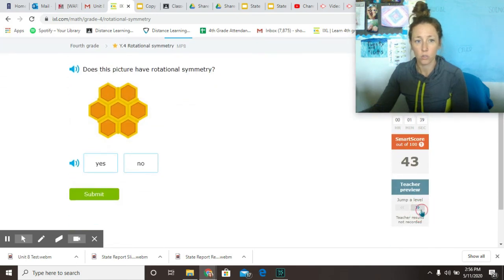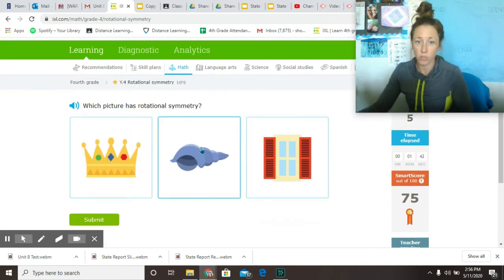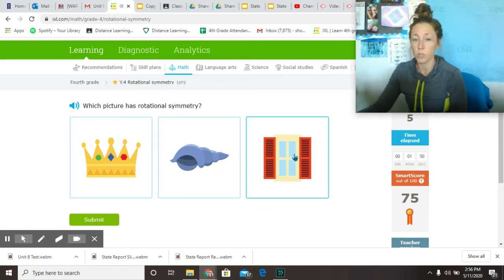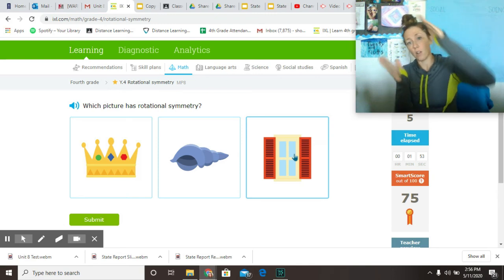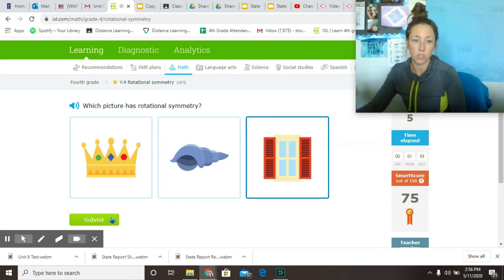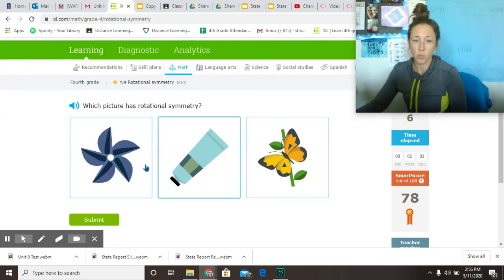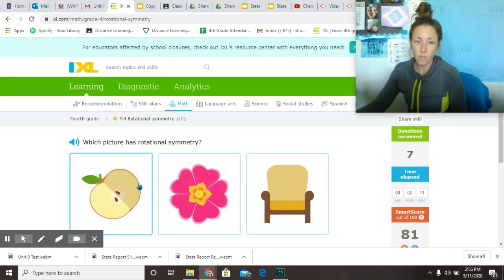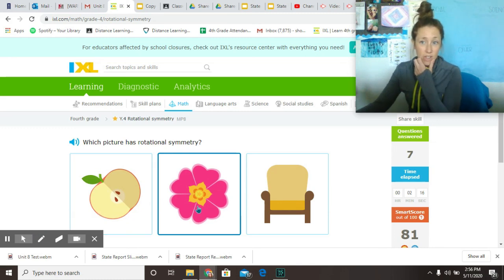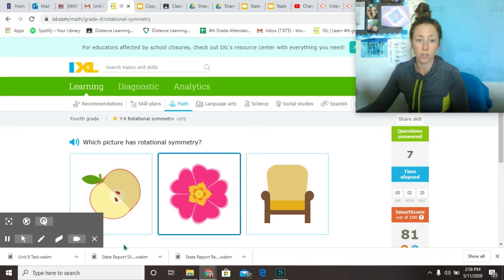So that's rotational symmetry. Which picture has rotational symmetry? I can rotate it and look the same at a different point. Well, this crown's not going to, because the top and the bottom are different. This shell's not going to, but this window will at 2 different points. When I rotate all the way around 180, the shades are going to line up again. So that would be rotational symmetry. So in this one, if I rotate it, the pinwheel is going to end up looking like it has rotational symmetry. The rest of these are going to change every time. So pretty much it has to have 2 sides that are the same, and if I spin it, it's going to be at least 1 point where it looks the same as it does now.